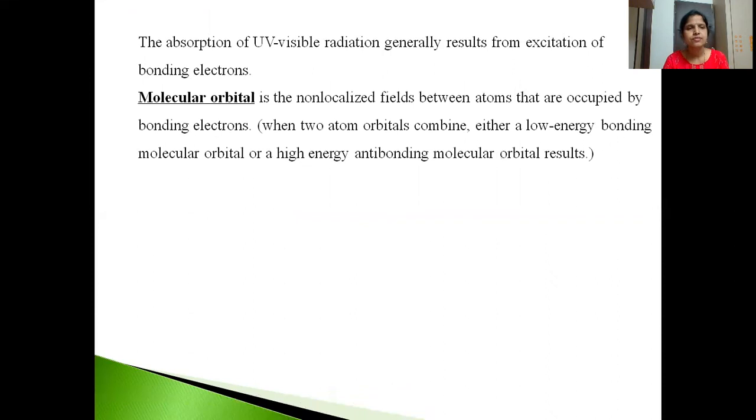Here we can have bonding electrons as well as non-bonding electrons. So first we'll look at the bonds, or the molecular orbitals. In the molecular orbital, a bond is formed when the molecular orbitals of two atoms combine. That bond may be a pi bond or a sigma bond.